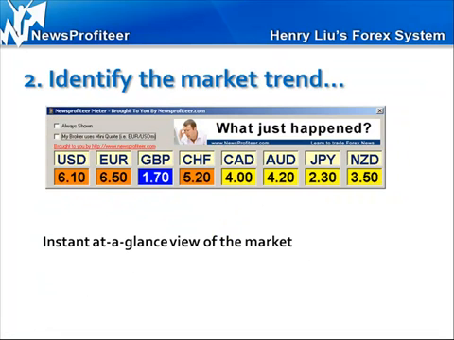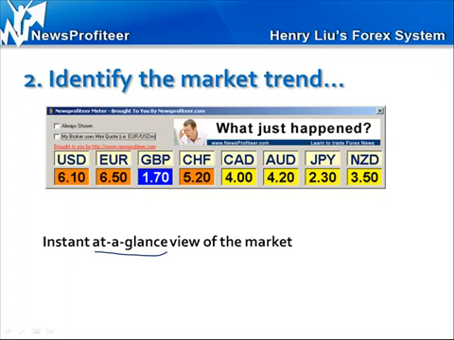Now, the second way of using the meter is really to identify the market trend. It gives you a snapshot, what I call an at-a-glance view of the market. Now, let's say that you are looking to trade the London market. I'm in the US, New York Eastern Time Zone. So for me to be trading the London market, I have to wake up, let's say, around 3 a.m. in the morning, my time.